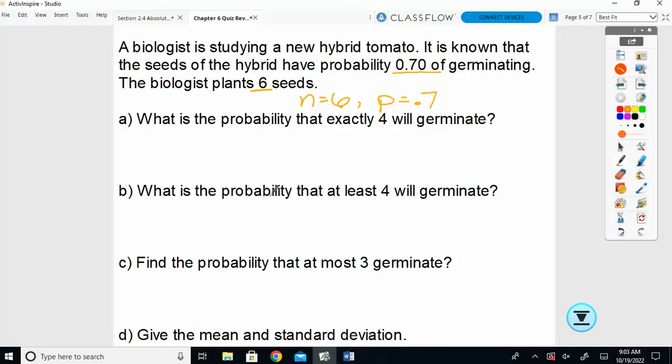So the probability that exactly 4 will germinate. So that's saying my x is 4. Is this one that I have to do by hand, or could I use my table? We could use the table. So we're going to n equals 6, which is on the first page. The x is 4. And our probability is 0.7. So go over to the 0.7 column. So on the table we get 0.3241.